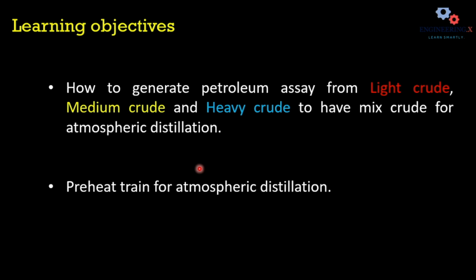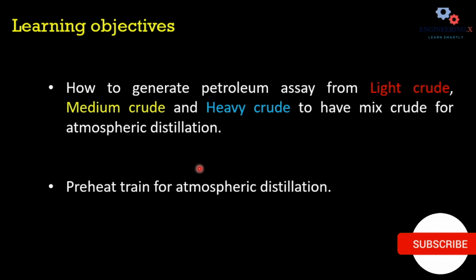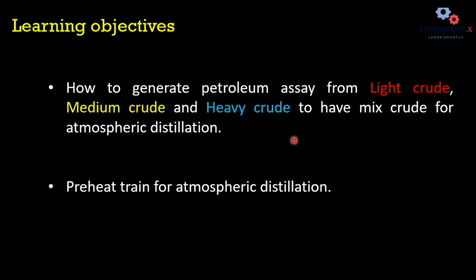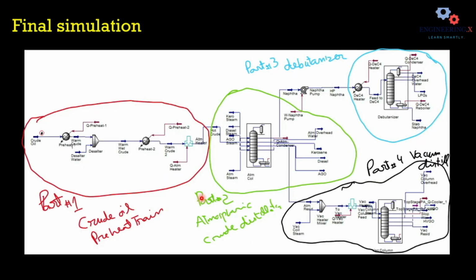In this tutorial you will mainly learn how to generate a petroleum assay from light crude, medium crude and heavy crude, and to have a mixed crude for the atmospheric distillation column. Also in the same lecture you will see how we can simulate the preheat train for atmospheric distillation. At the end of this series, this is the final simulation that you will have after 4 lectures.